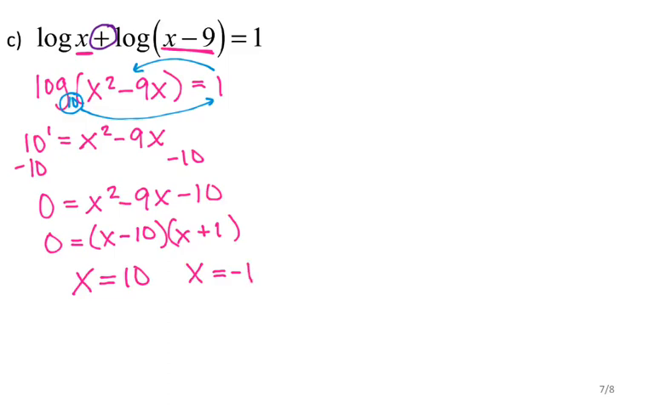But again, I'm going to go back and look at inside my logarithm. So this first logarithm says log of x, and that needs to be positive. So x can't be negative. So that solution does not work. So my only solution is going to be x equals 10.